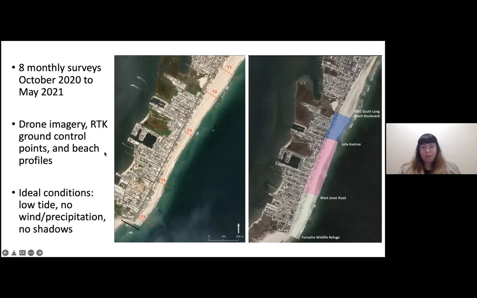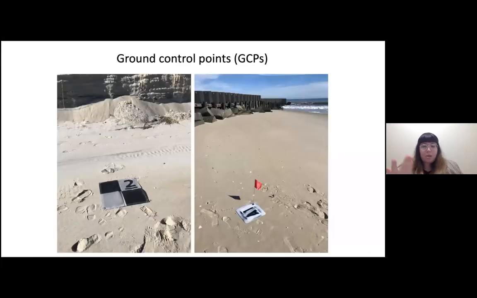We were ideally hoping to fly when it was low tide to get greater exposure of the dry beach, and when there's no wind or precipitation, so that the flight can go smoothly. And then of course, either later in the day or earlier in the day to reduce shadows that could distort the resolution of our imagery. Here are just pictures of what our ground control points look like. These were placed throughout the beach, both close to the water, in the middle of the beach, and up by the dunes.